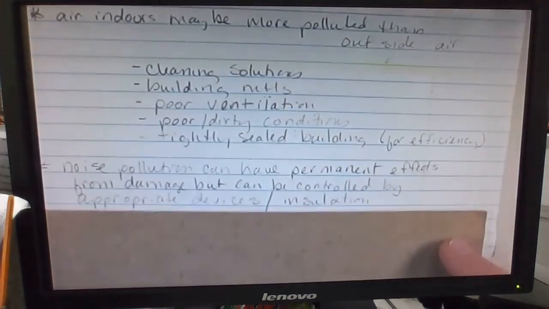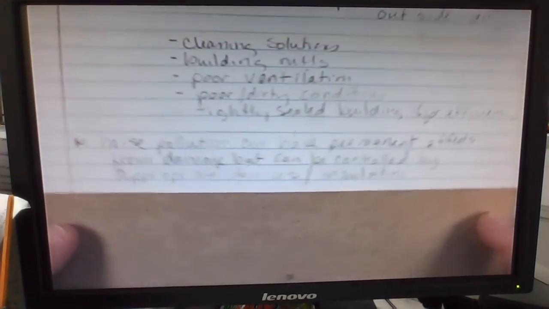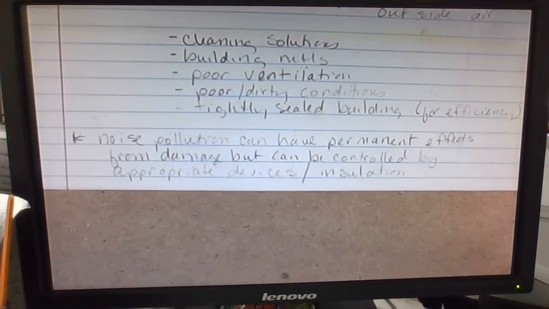All right, let's knock this out. We got two more. Noise pollution can have permanent effects from damage, but can be controlled by appropriate devices and insulation. Y'all have earbuds in, and I can hear your music from halfway across the classroom. That is too loud. Put the big speakers in your vehicle and you can hear it halfway across McAllister. That's too loud. Nerve cells don't regenerate, and so if you break down the little hairs that are in your ears, then you're out of luck.